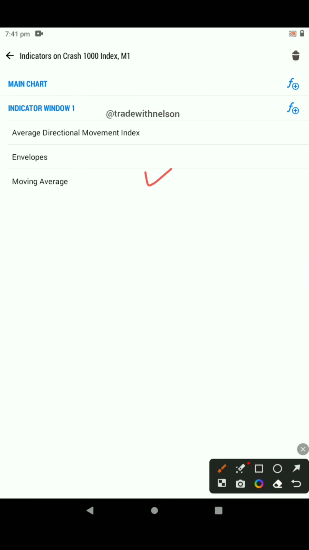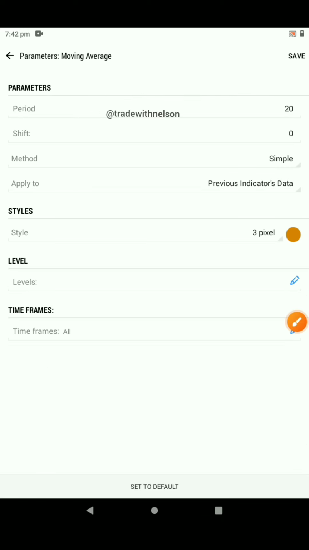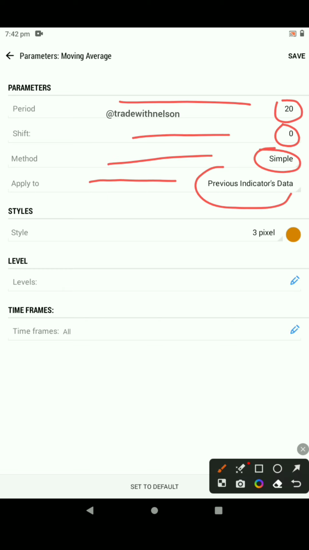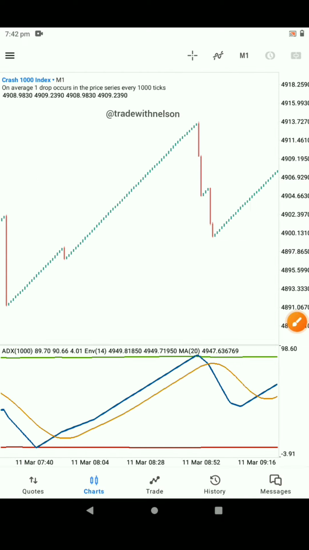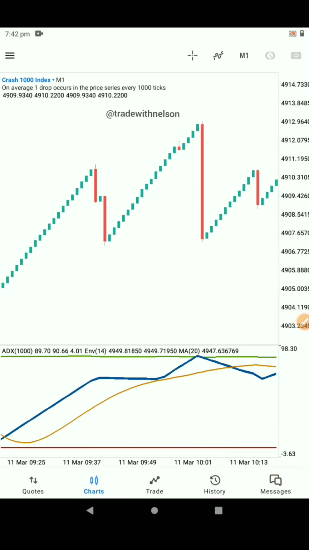While for the last indicator, click on the F icon on indicators Window 1. This is moving average. Click on that. Make your period 20, shift 0, method simple. Previous indicator's data, this is very important. Style, make it 3 pixels and select a color of your choice. After that, click on save. So if you follow my settings correctly, your chart should look exactly as what you see over here.